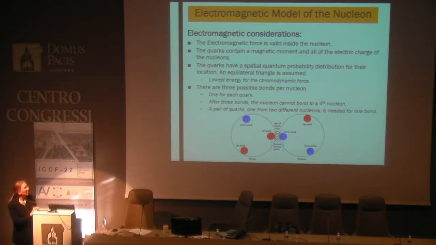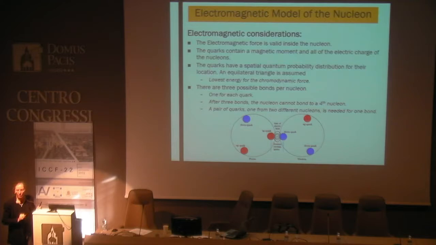They have a spatial distribution for their location in XYZ space. I assume an equilateral triangle for simplicity. That is also what the chromodynamic force would give you when those quarks are in their lowest energy state. They don't want to be sprung out. They like to be close. There are 3 possible bonds per nucleon, 1 for each quark. After 3 bonds, the nucleon cannot bond again to a 4th nucleon. So I can't have a nucleon in space bonded to 5 or 6 different things, just 3.